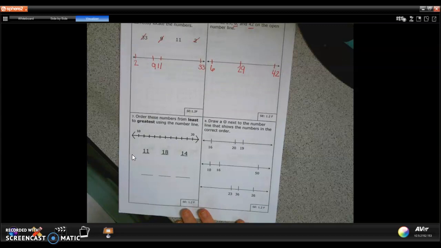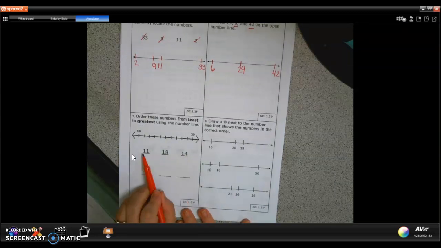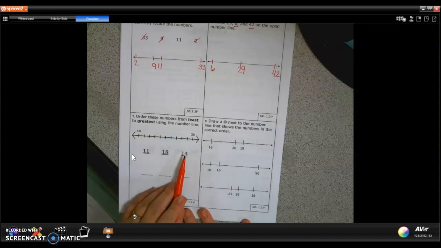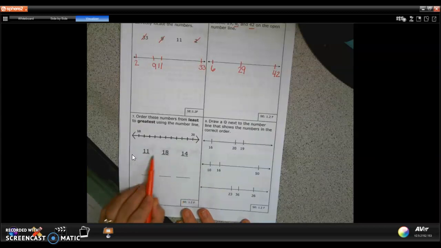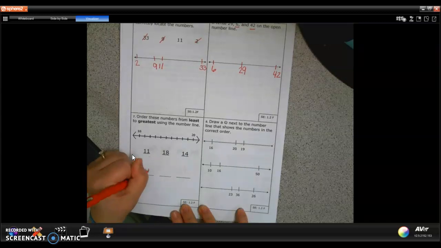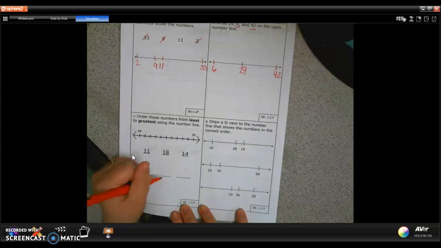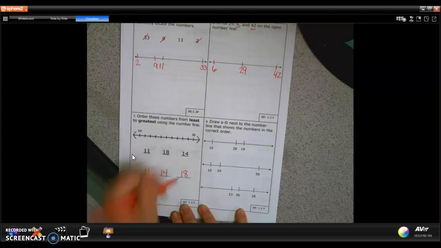Order these numbers from least to greatest using the number line. So I'm going to look here, and I see each of these numbers has one group of 10. This has one group of 10 and 1 one. This has one group of 10 and 8 ones, and this has one group of 10 and 4 ones. So I knew one group of 10 and 1 one is the least, then one group of 10 and 4 ones, and then one group of 10 and 8 ones.